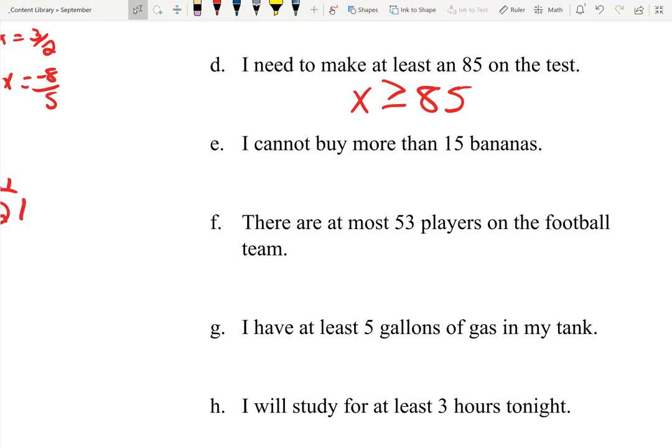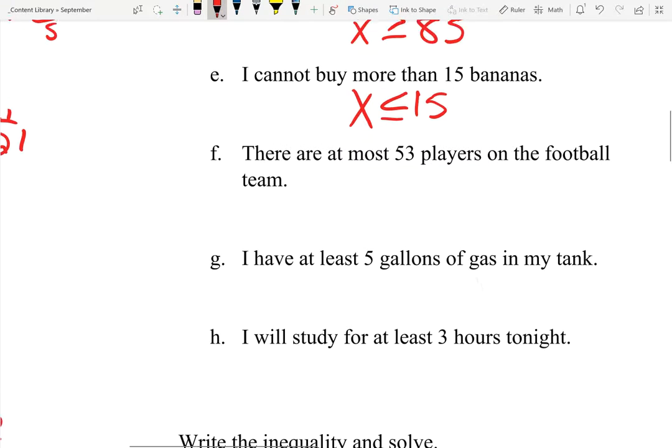I cannot buy more than 15 bananas. So I must buy less than 15. Now, can I buy 15? Yes. So it's less than or equal to 15. I just can't buy more than 15. I have to buy fewer than 15, so less than or equal to 15.